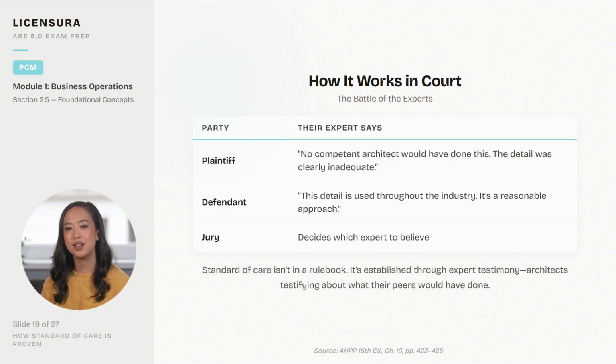Here's how it actually plays out in a courtroom. The plaintiff brings in their expert architect, who says something like, "No competent architect would have done this. That detail was clearly inadequate." Then your side brings in an expert who says, "Actually, this detail is used throughout the industry. It's a perfectly reasonable approach." And then the jury, people who probably can't read a set of construction documents, has to decide which expert to believe. That's how it works. And that means the standard isn't fixed. Several factors can actually shift it up or down depending on your situation.